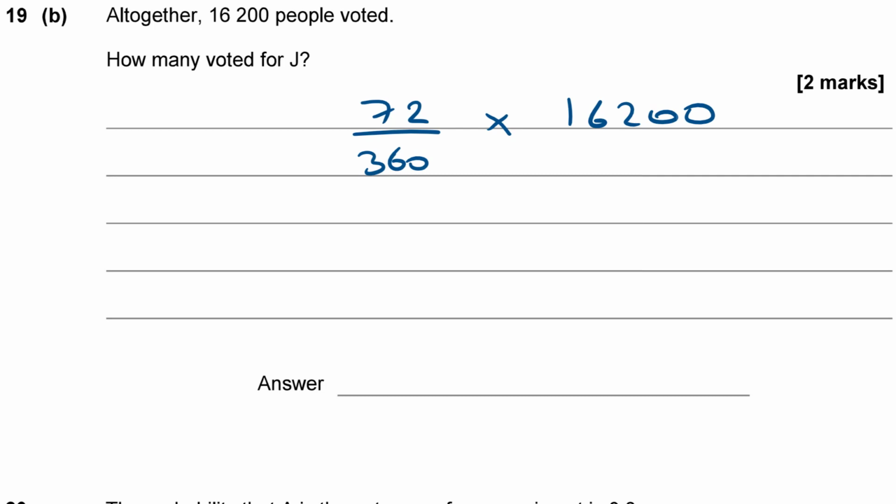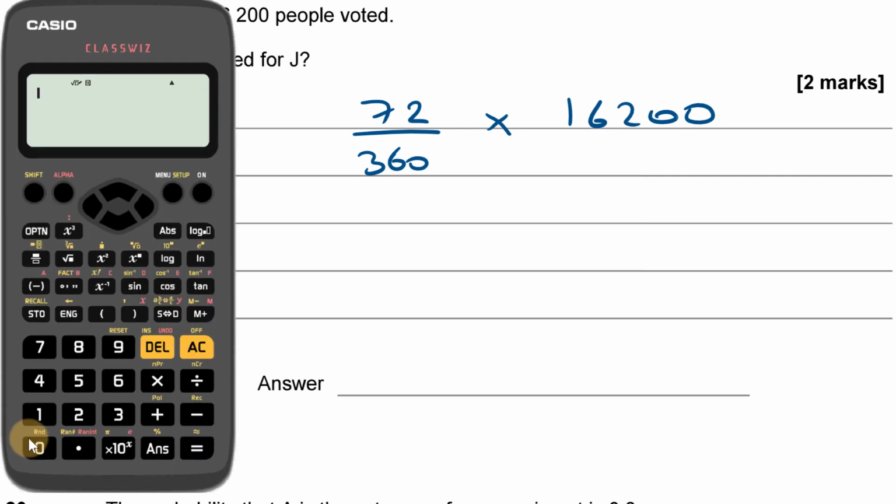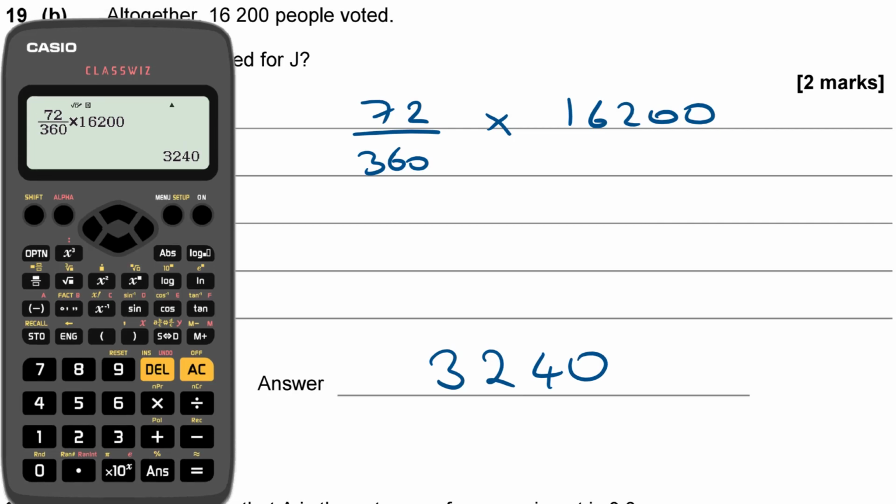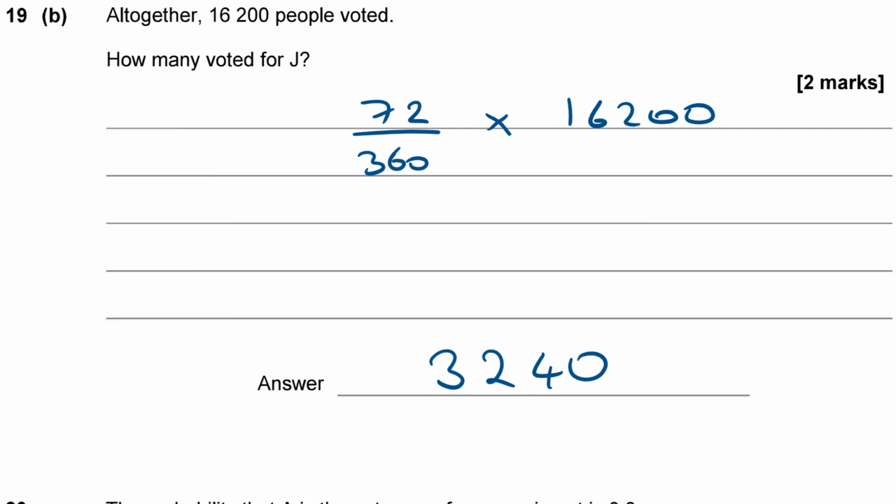So then tapping that into our calculator, 72 over 360 times 16,200. And that comes to 3,240. 3,240, that's my final answer.